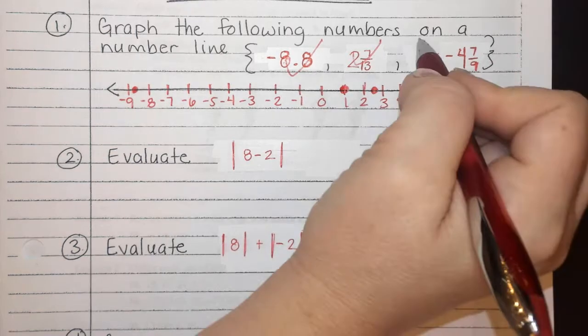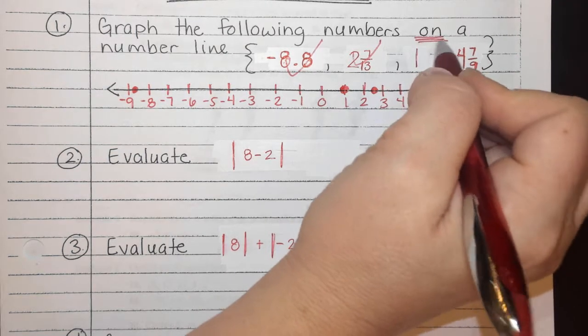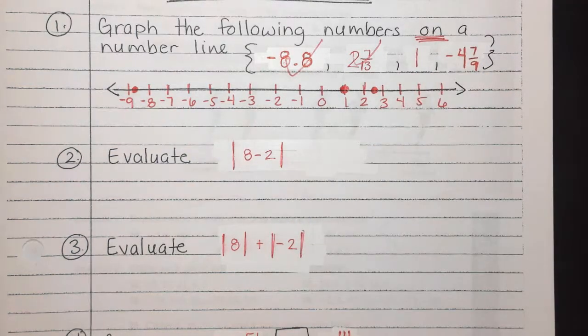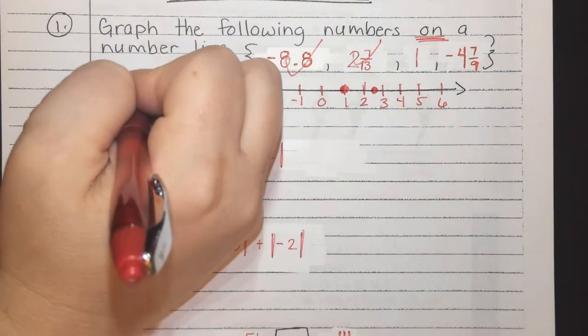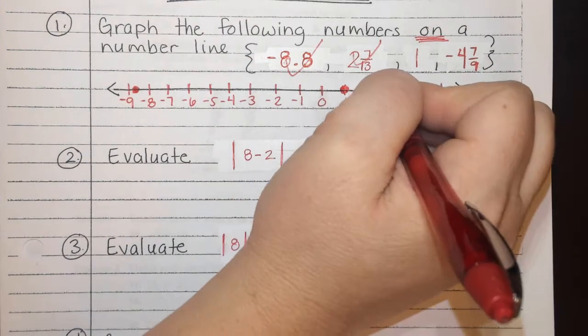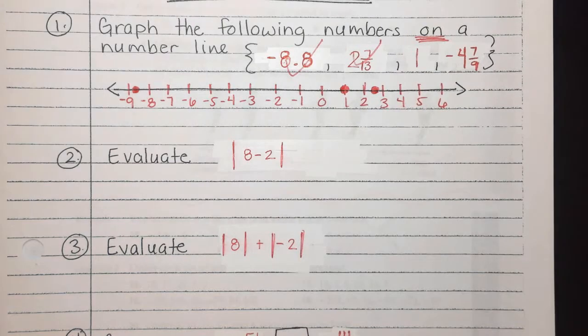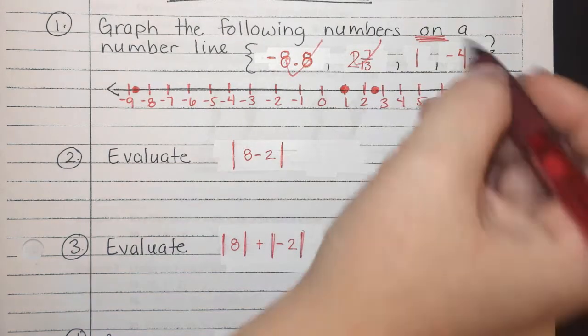Where do you notice I'm putting my dots? On the line. Am I floating them up above? No, if you're afraid I can't see it, just make your dot bigger. Don't move it off the line. Just make your dot bigger. All right. We got our 1.